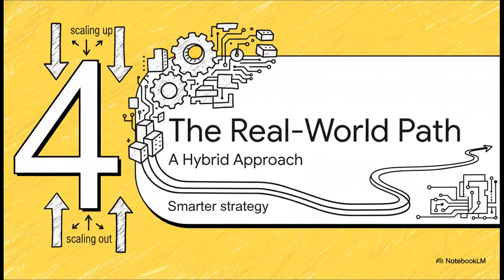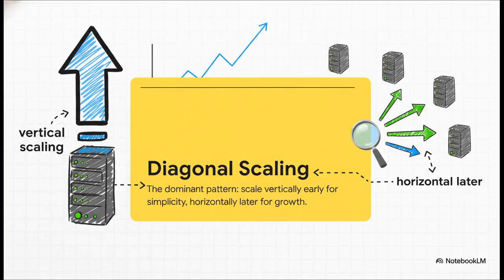So, if scaling up is too limited and scaling out is way too complex, what do architects in the real world actually do? Well, they don't choose one or the other. They're smarter than that. They blend them together into a third, much wiser strategy. And we call this diagonal scaling. It's the pragmatic path, it's the common sense path.